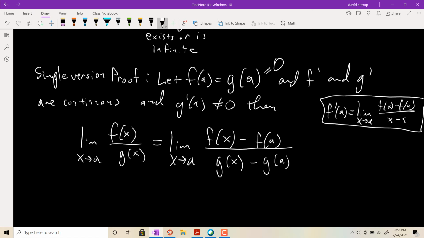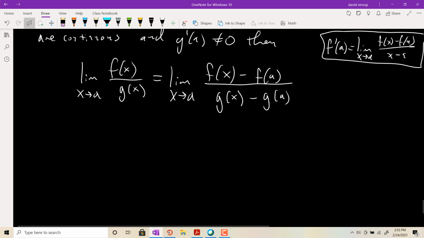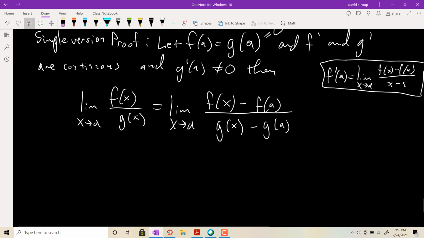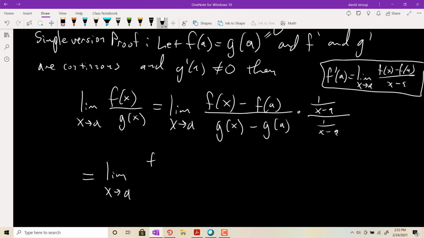We want to do a substitution to get L'Hopital's rule. So once you're here, you can multiply top and bottom by 1 over x minus a. So you end up with basically the limit of the ratio of the derivatives.